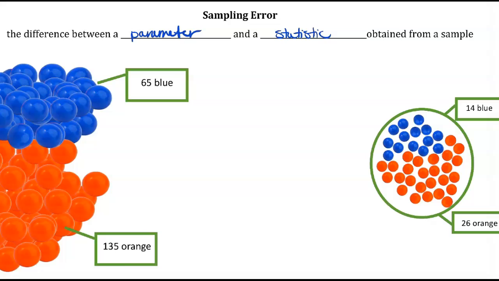The student that dumped out all of the gumballs and counted has a parameter, which is the true value, while the student that used a sample has a statistic, which is an approximation or estimate.